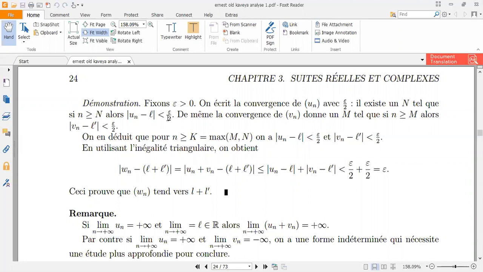But the reason why they put L and L prime is for them to differentiate that the Vn and Un have their own limits, even though by number they can both have 2. It doesn't matter. The point of them putting the prime on the L for the Vn is just to show you that each suite has its own limit. That's the whole essence of them doing so.